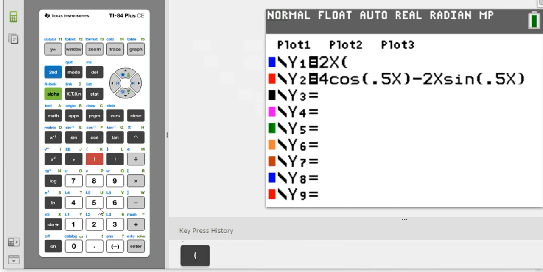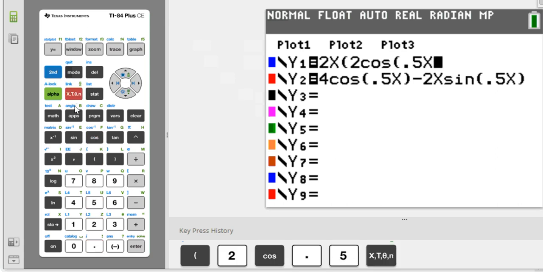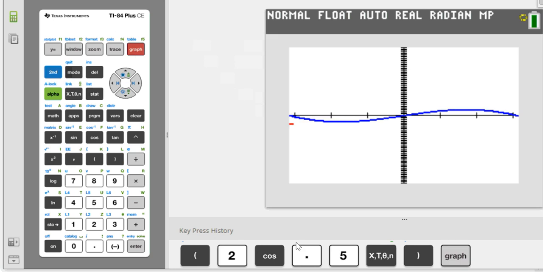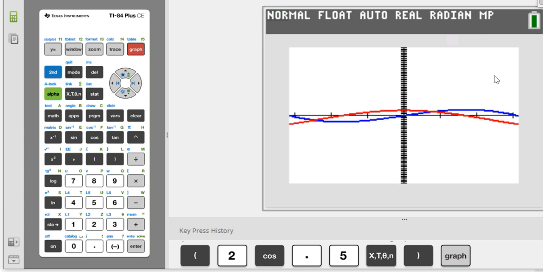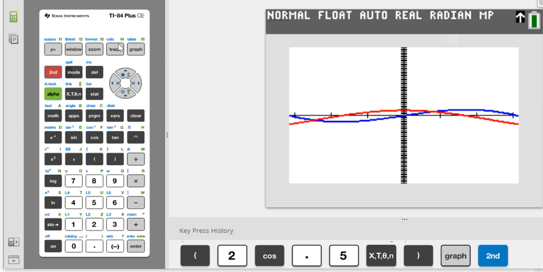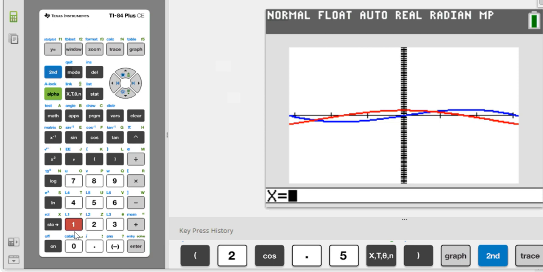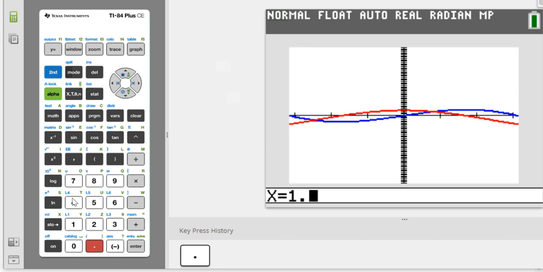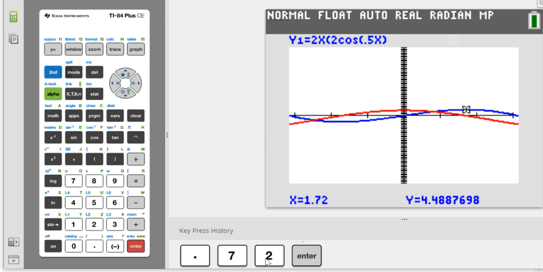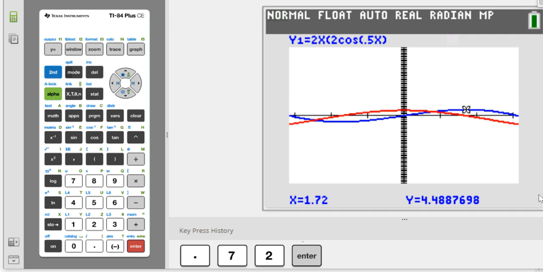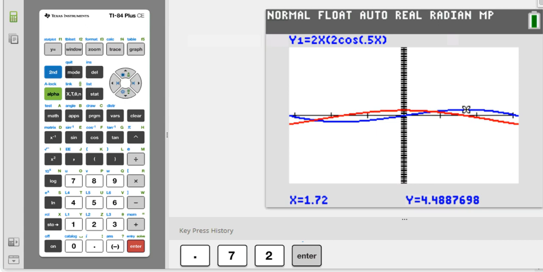2x 2 cosine 0.5x graph. And there it is. Second trace, calculate a value. So again, I wanted to find it at 1.7, etc. So 1.72, enter. And you get that 4.49. You should, yeah, that way you have less round off error.